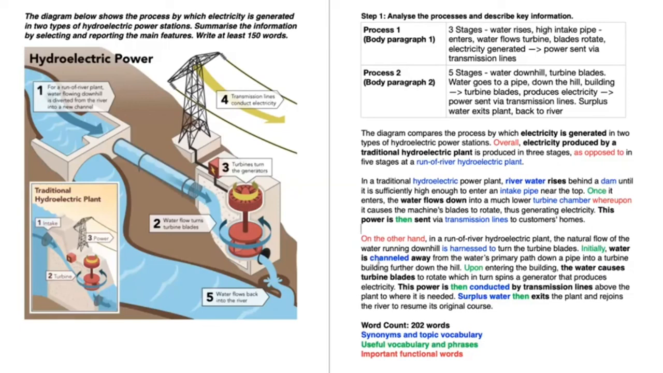And again, here in this last paragraph, I just have some active and passive phrases. So water is channeled away, passive. The water causes the turbine blades to rotate. This is active. Power is then conducted by. That's definitely passive. And you'll see here that there are some times where by is used and it's still considered passive, but you just see the actor or the subject along with the object. And then of course this last one here, surplus water then exits, that is active as well.